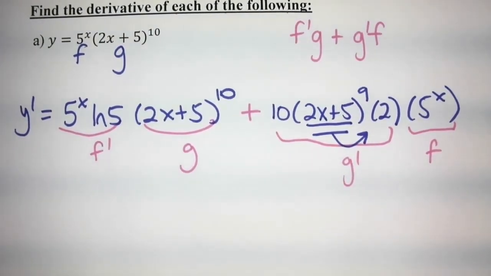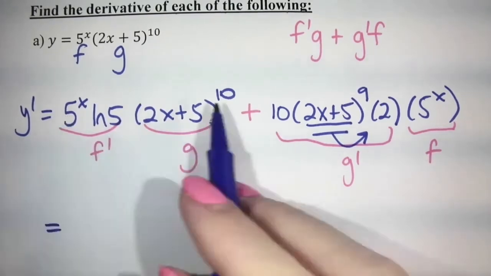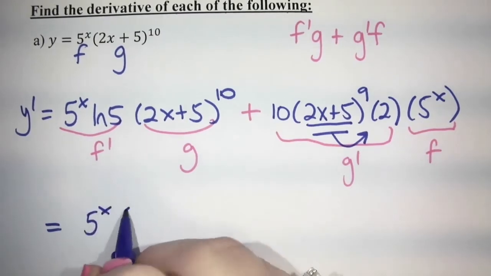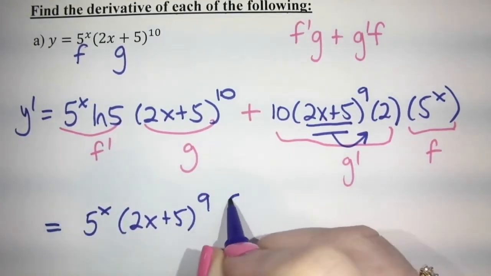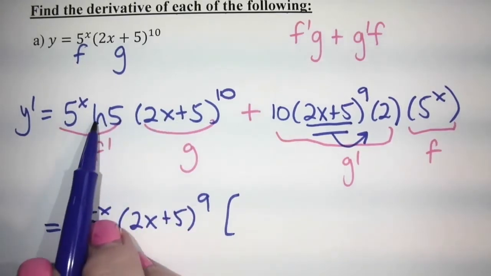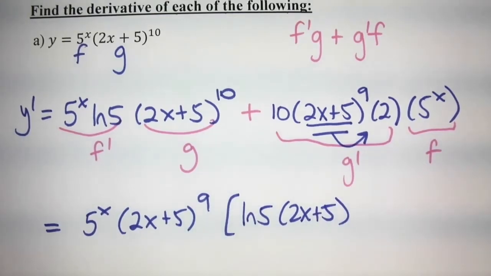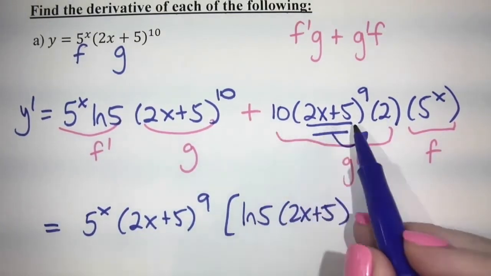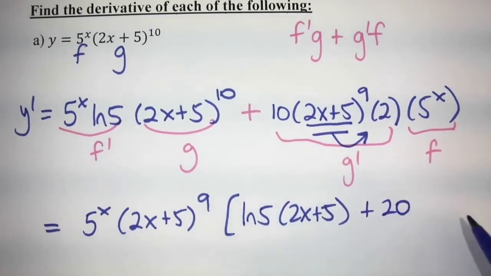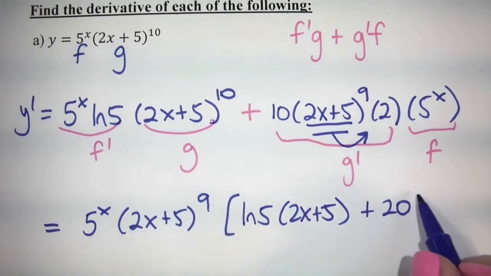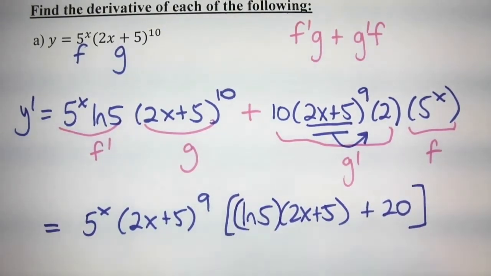And again, we can look at factoring if necessary. So you have to look at the answers and say, what did they do? So we could take out a 5 to the x. We have a 5 to the x in both places. And we could take out 2x plus 5 to the 9. So what's missing on the first term? We're missing the ln 5. And we're missing 2x plus 5 to the 1. In the second place here, we've got 10 times 2, so we've got 20. We've got the 5 to the x, and we've got the 2x plus 5 here to the 9. So that would be our answer. And we could put brackets around that if you like.